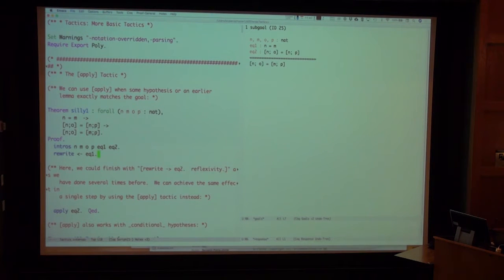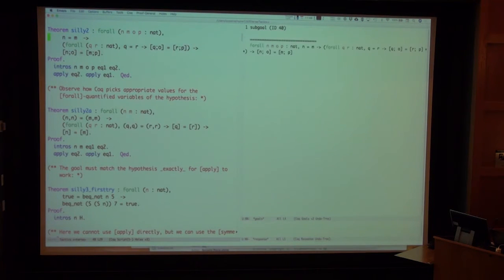Okay, so if we do a rewrite, then we see that the goal is exactly the same as one of the hypotheses, EQ2. And now we could, of course, finish in the way that we have before. We could do one more rewrite, and then we'd have something with the same thing on both sides, and then we could say reflexivity. Or we can just finish in one step by saying apply EQ2.